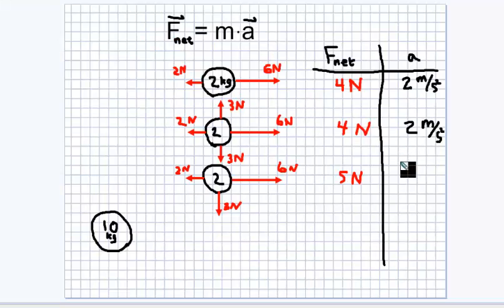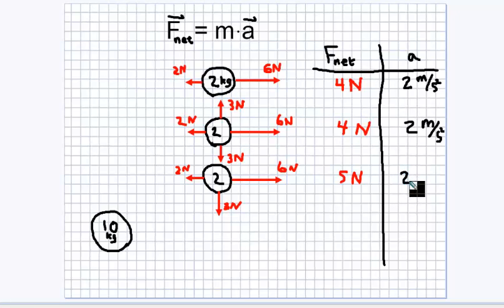And so, what would the acceleration be on this 2 kilogram object feeling a net force of 5 newtons? Well, we can use our Newton's second law. Net force is 5. Mass is 2. Divide both sides by 2, and we get a equals 5 halves, or 2.5 meters per second squared. 2.5 a times mass of 2 equals 5 newtons of net force.